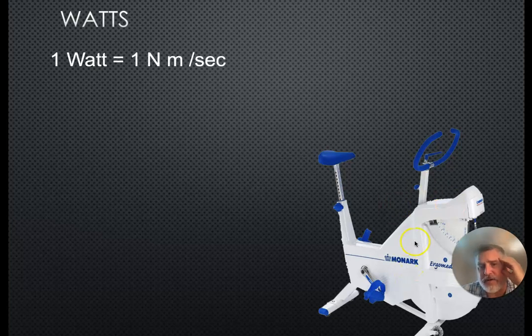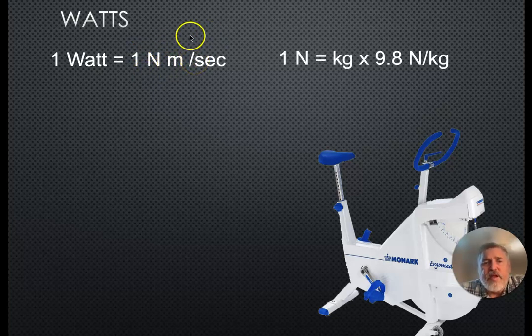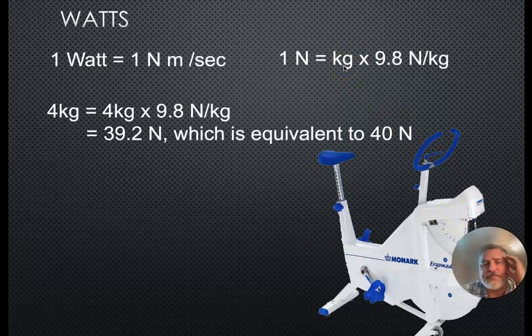Okay, so this is a cycle ergometer. The wheel is 6 meters. So we know that 1 watt equals 1 Newton meter per second. Let me show you what those mean. 1 Newton equals kilograms times 9.8 newtons per kilogram. So if you're given the resistance, this is kilograms of resistance. This is the person's body mass.